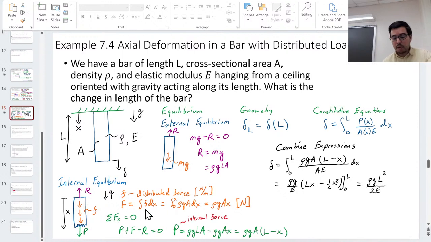The other is to say, I need some internal force in order to plug that into my integral of P over EA dx. So I need an internal force. Well, what is that internal force? That internal force is going to be the integration of that distributed force as I move along that object, axially speaking.